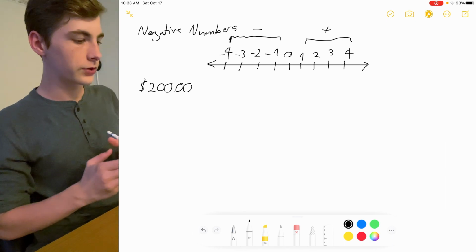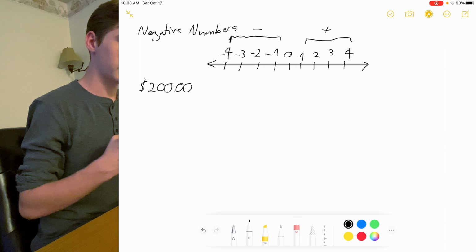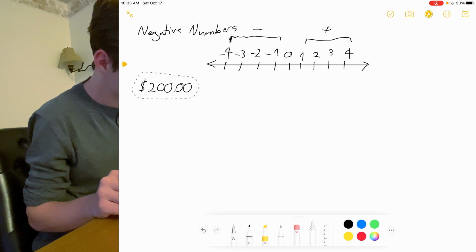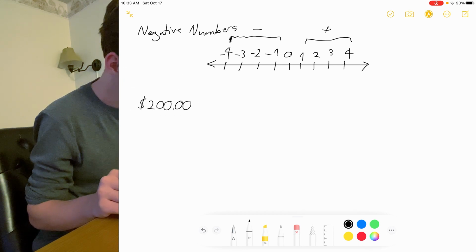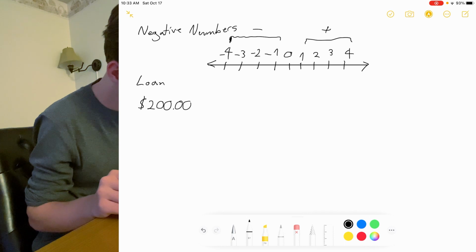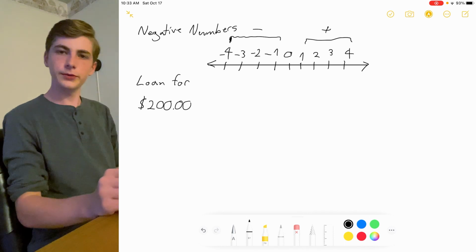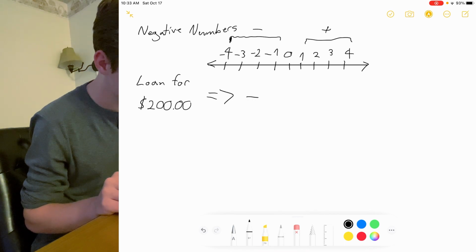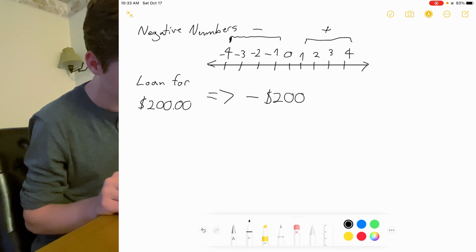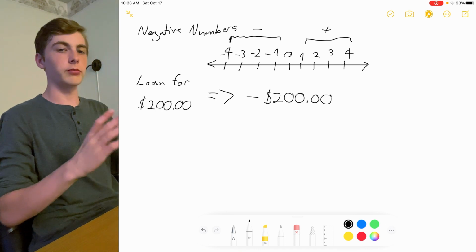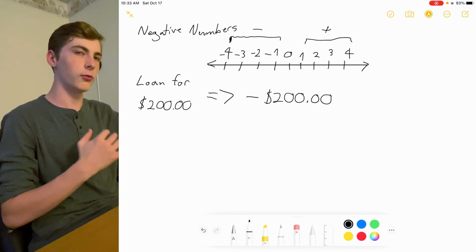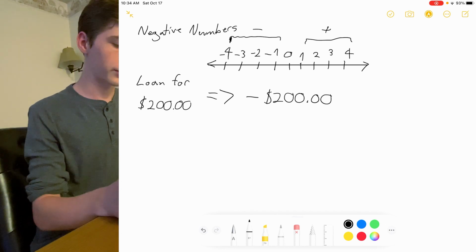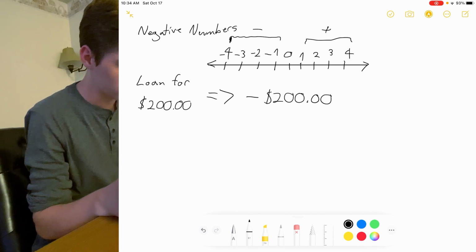Now, if you've taken out a loan for $200 to pay for something, and I ask you how much money you have now, you could say that this means you have negative $200. Because you don't have any money, but you actually have less money than not having any. You actually owe money. So you have negative $200. You went below 0.